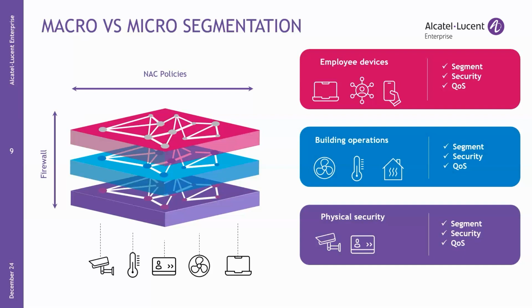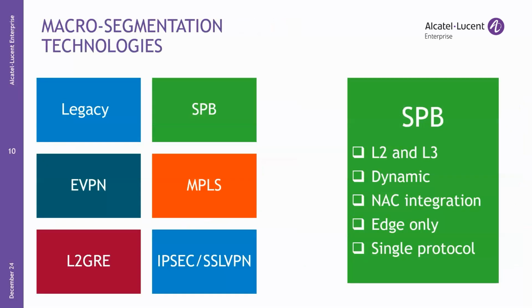To give a more tangible example, micro-segmentation is what stops an attacker who has managed to compromise a camera from using that camera as a pivot to compromise other resources such as a door lock. Now, if we look at the macro-segmentation technologies that we can choose from, there's multiple possibilities.